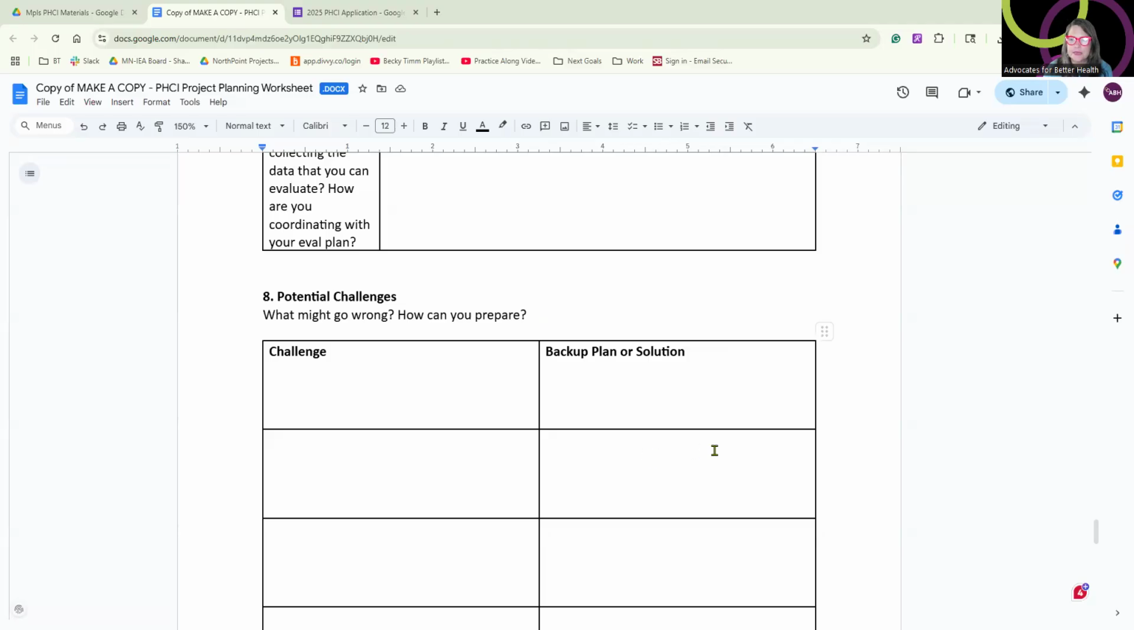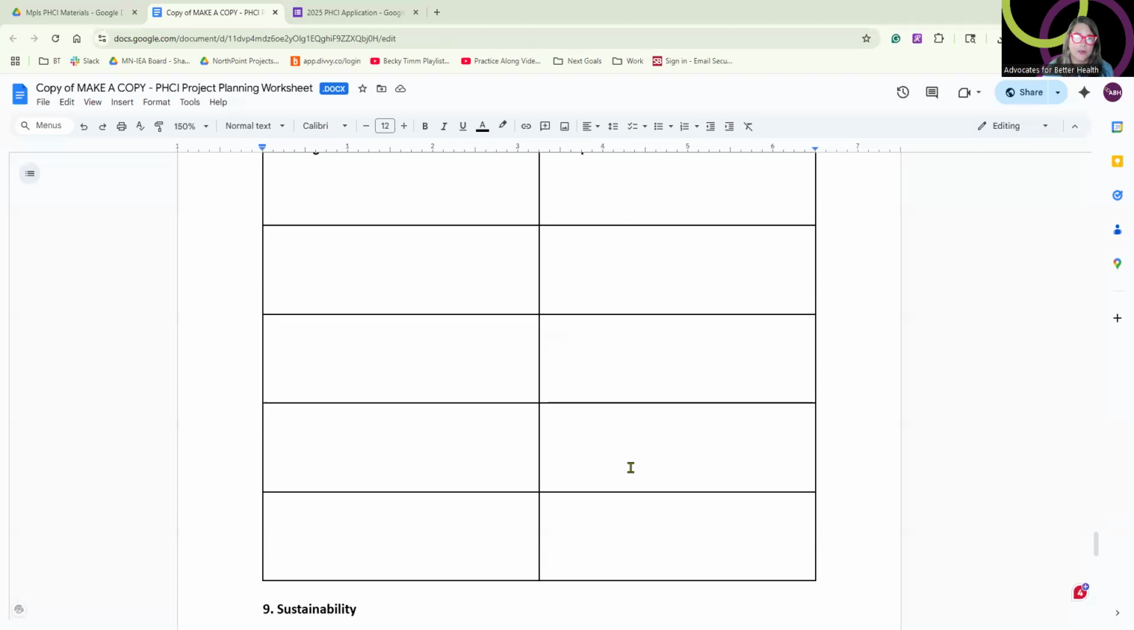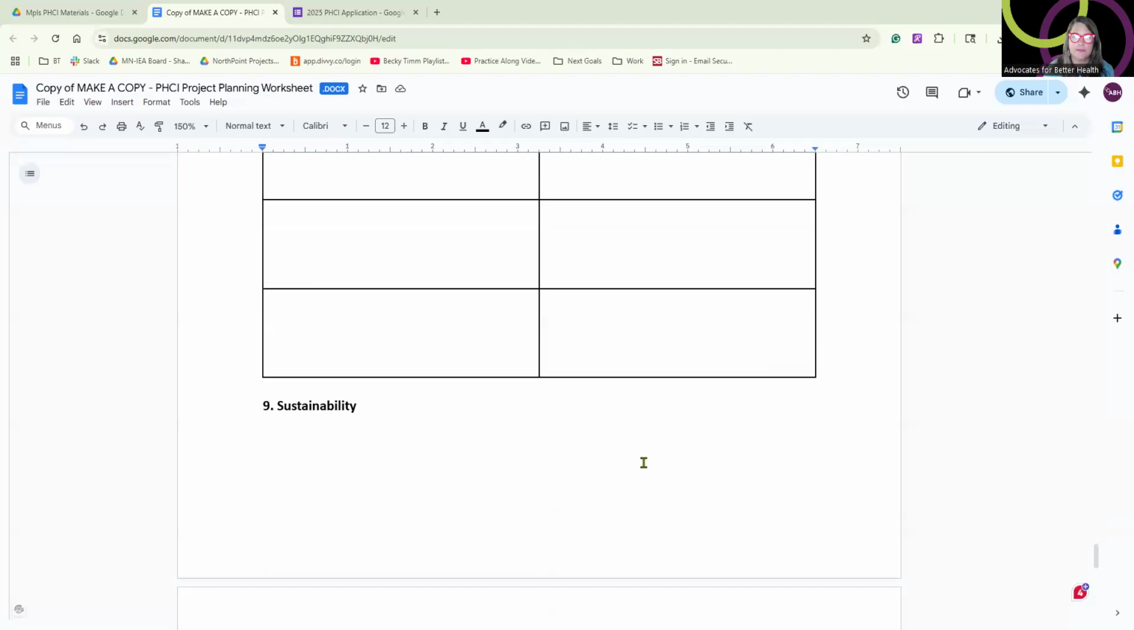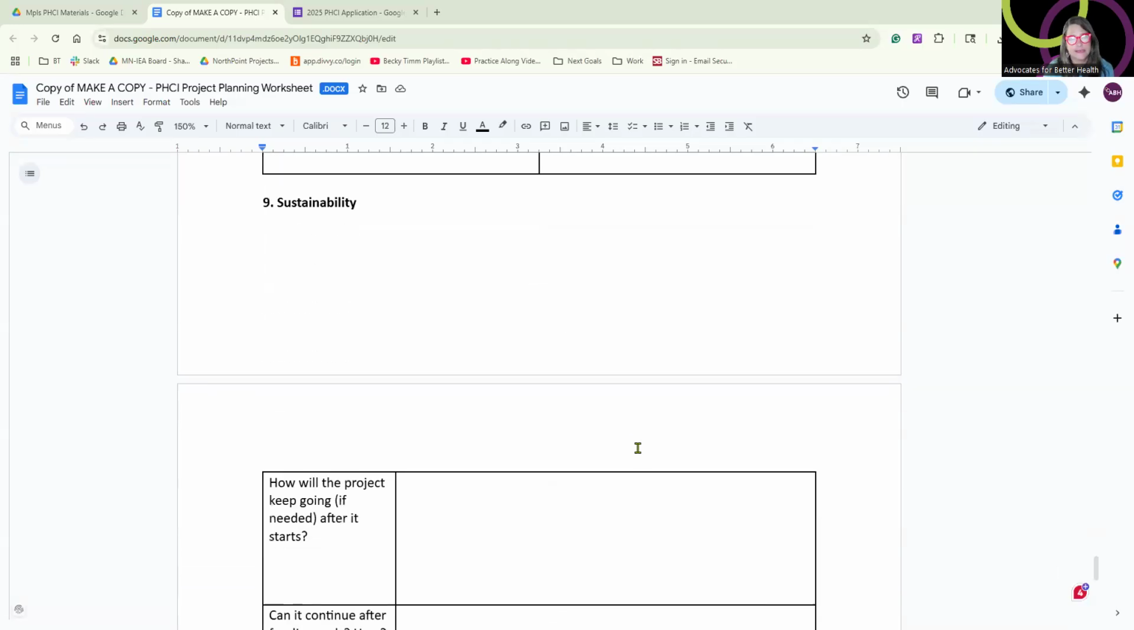But just think it through, potential challenges. This isn't something to give you a bunch of anxiety, but if you're planning an outdoor event as your main thing, what happens if there's bad weather, or what if there's a staff change, or things like that. So think about in advance what could go wrong and what's your plan B and C. Sustainability.